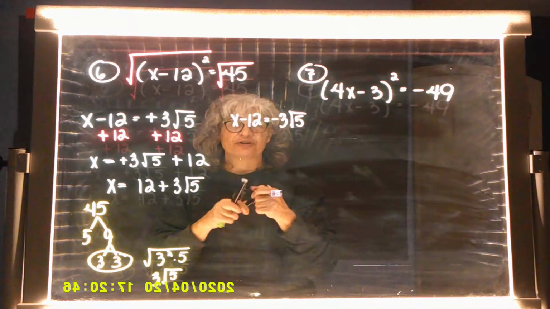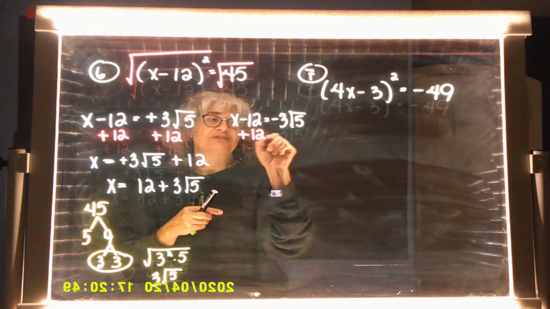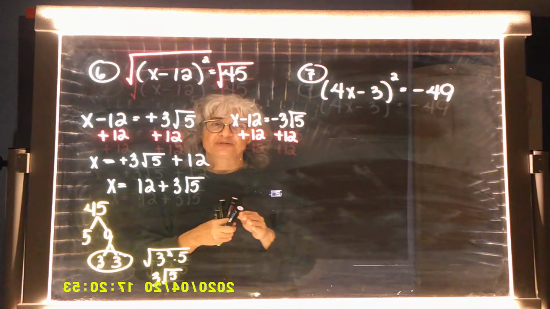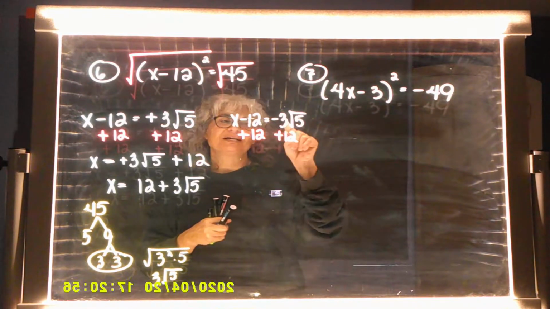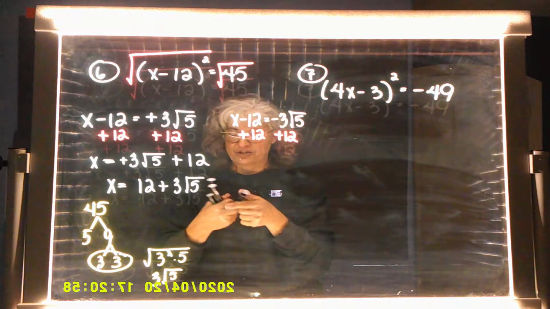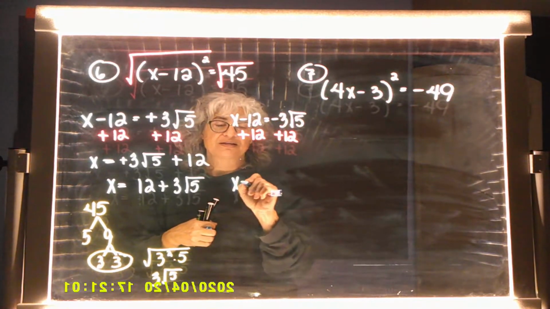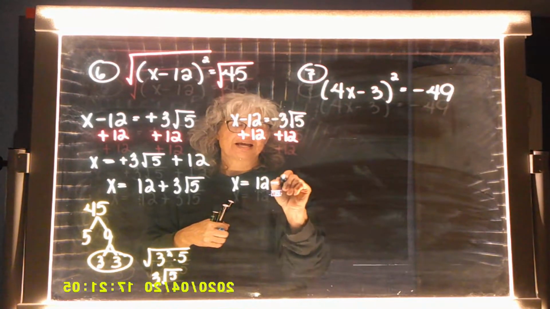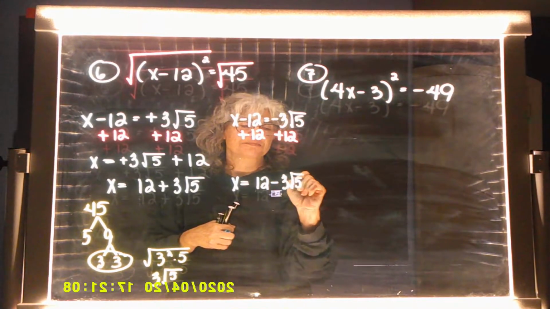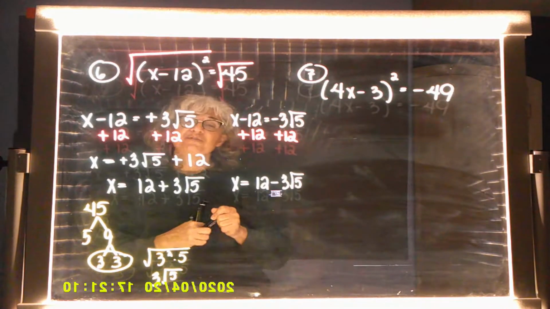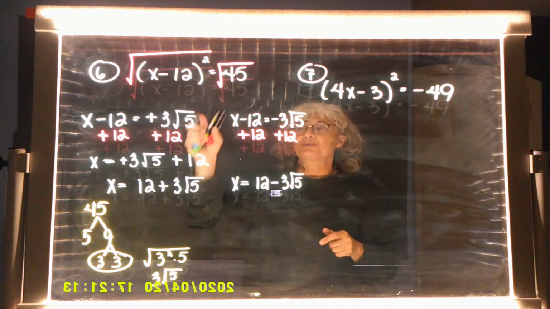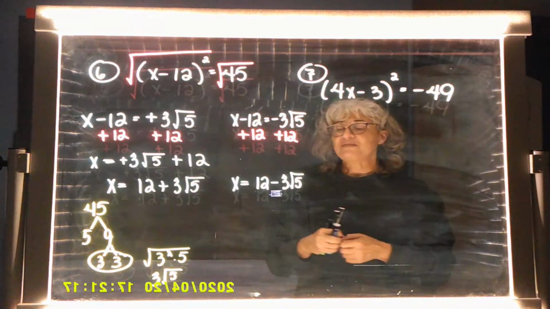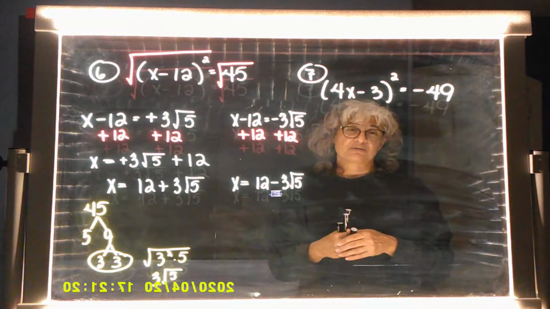If I look over here on the second half of this problem, again, I add 12 to both sides. Can I add the 12 and the negative 3? Excellent, you cannot, because one has a square root and one does not. Which means, again, write the number without the square root first and the square root last. So, two very interesting answers to this problem: 12 plus 3 square root of 5 and 12 minus 3 square root of 5.